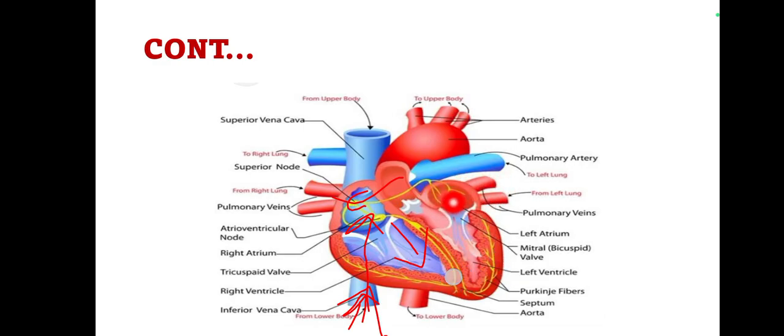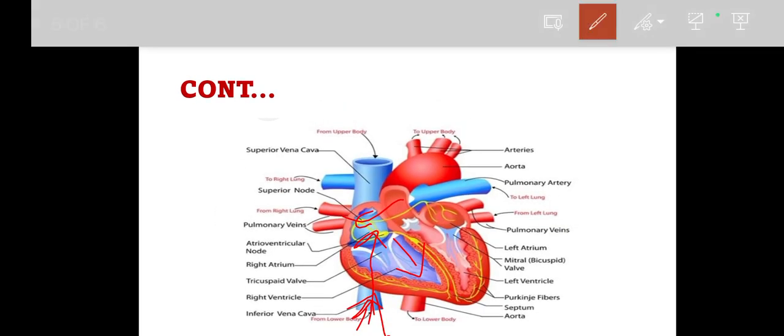So from the lungs, from the right and from the left, both lungs, all the oxygenated blood comes into the left atrium through four pulmonary veins. You can see in the picture, these two come from the left lung, and these two pulmonary veins come from the right lung. So four pulmonary veins open into the left atrium. So all the oxygenated blood comes into the left atrium.